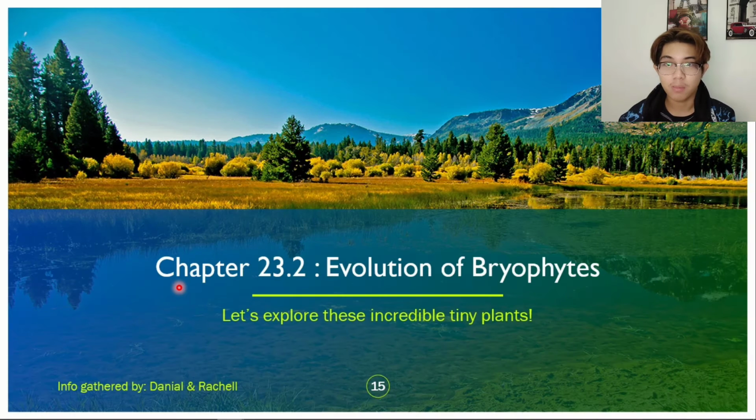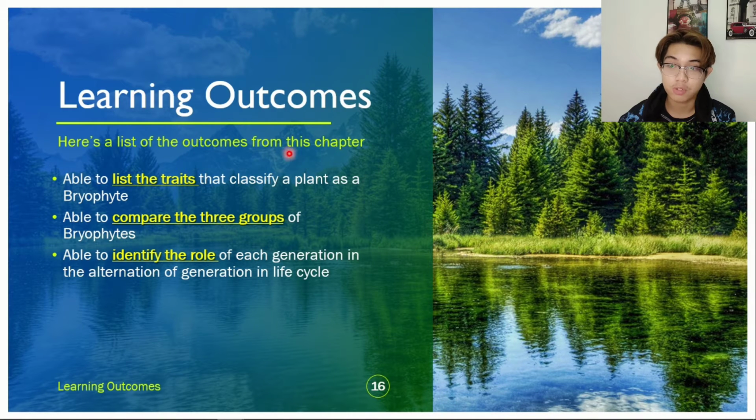Hello everyone, I will be presenting to you chapter 23.2, which is the evolution of bryophytes. So the learning outcomes of the chapter: you should be able to list the traits of bryophytes, compare 3 groups of bryophytes, and identify the role of each generation in the life cycle of a bryophyte.